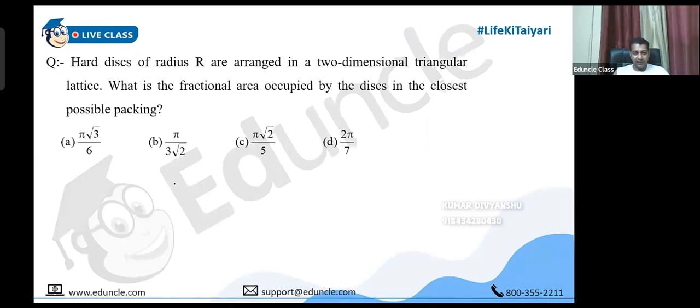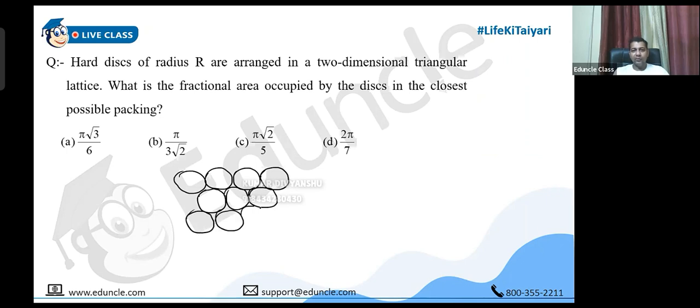So this kind of diagram will be there. 1, 2, 3, 4, and then this one is there, this one is there, this one is there, and again this is the closest possible close packing in 2D. Okay, clear? And this is the triangular lattice they are talking about. You can see if you join their centers, a triangle is there. So that's why he's referring to it as the 2D triangular lattice.